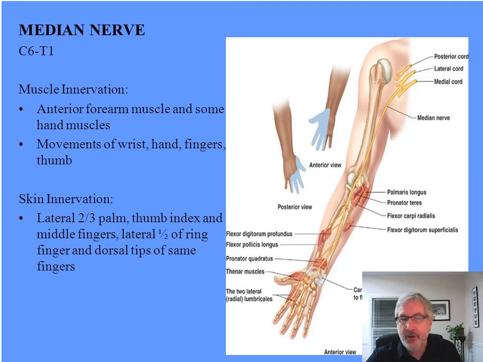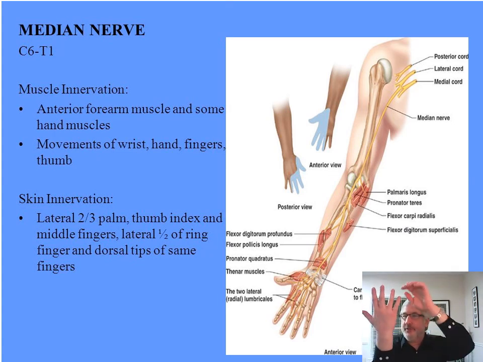Okay, so the median nerve. It does the lateral two-thirds of the palm, so it'd be about from here over, and then the thumb, first finger, second finger, third finger, and then the lateral half of the ring finger. So it'd be that part of the ring finger.